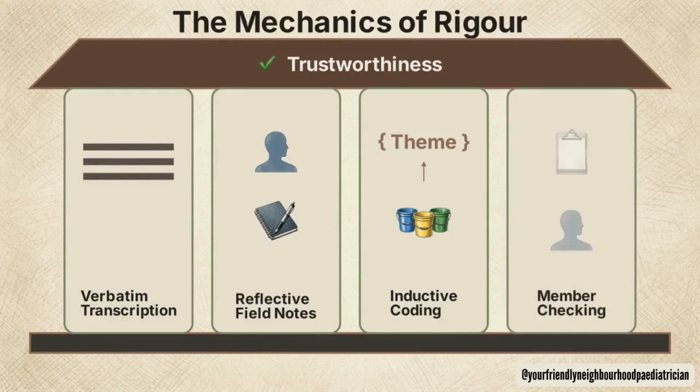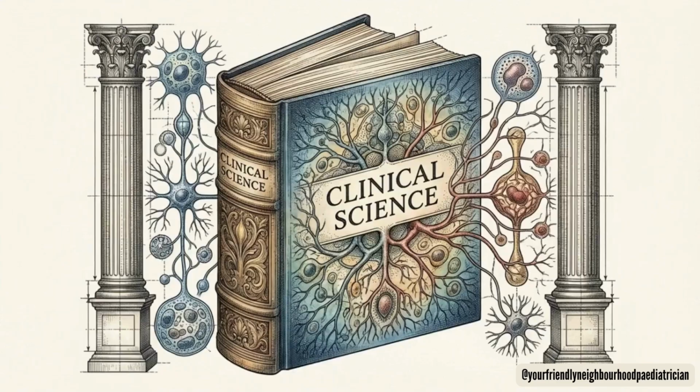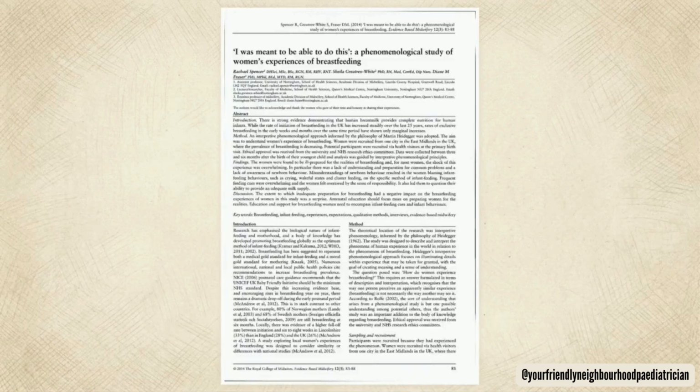The final pillar is member checking. This is the process of returning the initial findings to the participants to ensure the researcher accurately interpreted their lived experience. Strict adherence to this architecture of rigor is what elevates qualitative research from a casual conversation into actionable, trustworthy clinical science. To see these methodologies applied in practice, we can look at a 2014 study by Spencer, Greatrex-White, and Fraser examining that exact 6 to 8 week breastfeeding drop-off.